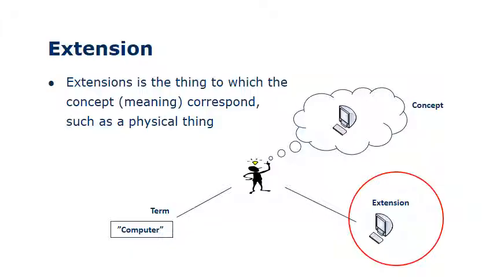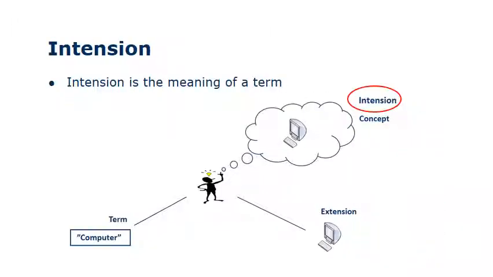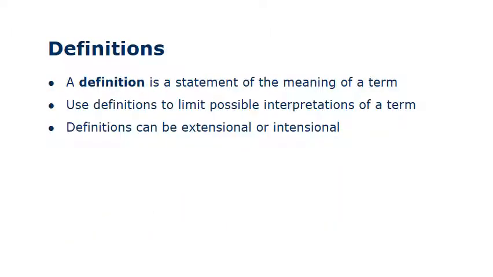Extension is the things to which the concept corresponds, such as physical things. It should be seen as the real world out there. Intention, on the other hand, is the meaning of the term, and it's very close or synonymous to concept. A definition is a way to specify what you actually mean. It's a statement of the meaning of a term, and you use definitions to limit possible interpretation of that term. A definition could be extensional or intentional.